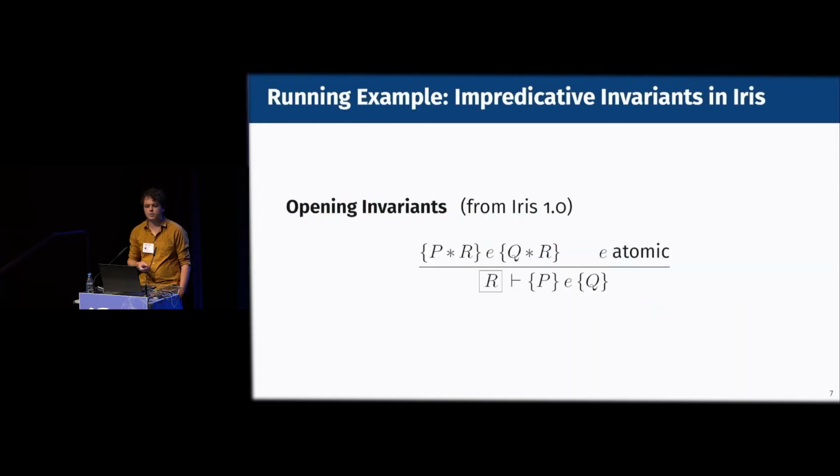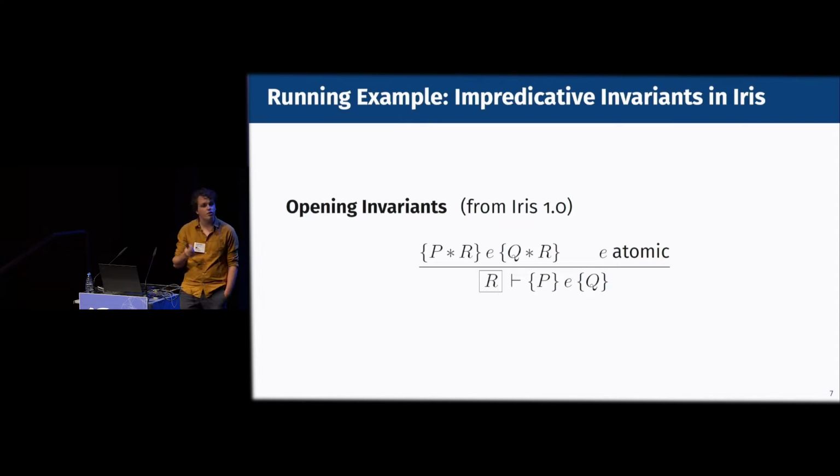Let me make this more precise with an example that's going to be the running example in this talk. Impredicative invariants in Iris. Invariants in Iris are used to share state between multiple threads. For example, multiple threads could agree on the invariant R, and then they can share it between each other. And then each thread can, in a single atomic step, open the invariant, get access to the contents of the invariant, so get access to R, and then show again that after the step, R holds.